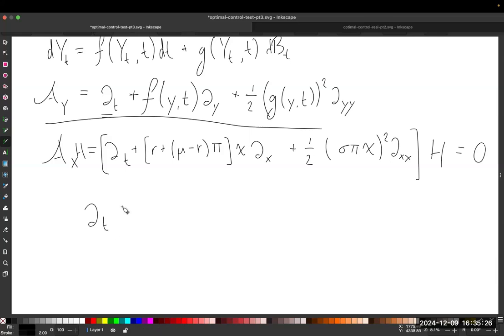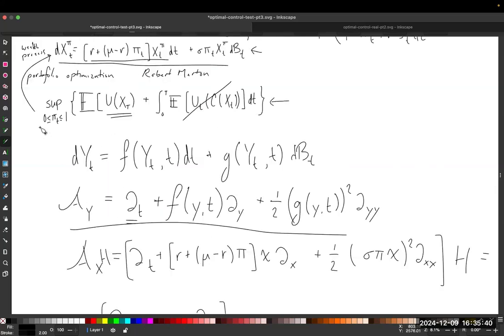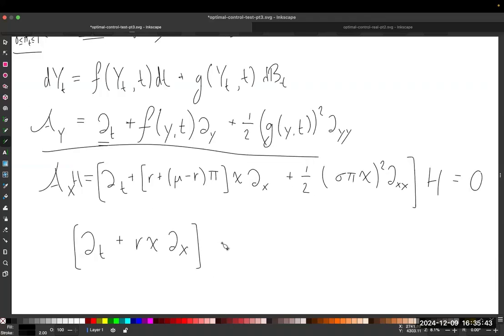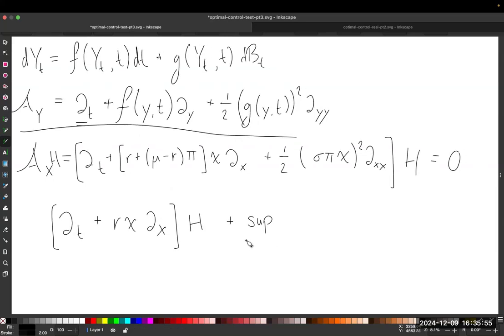We're going to have partial t plus rx partial x. So this is the part that is independent of our choice of control, pi, right? That's the control variable that we have, pi in this case. Applied to a function h, and then we're going to have to take the supremum in this case, because we're trying to maximize our value. A supremum over our possible range of pi, which is that interval 0 to 1.